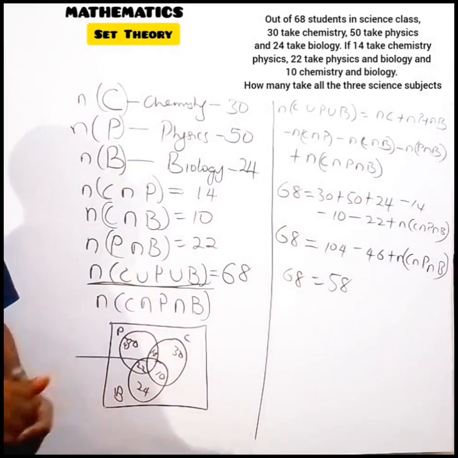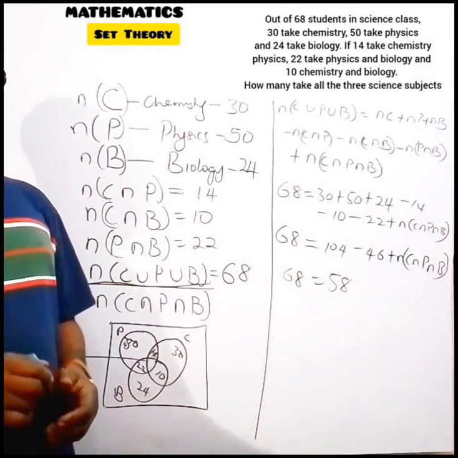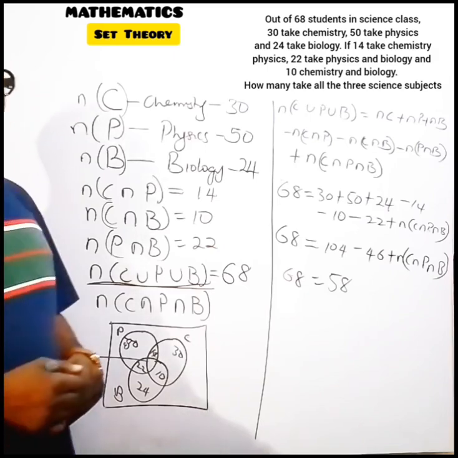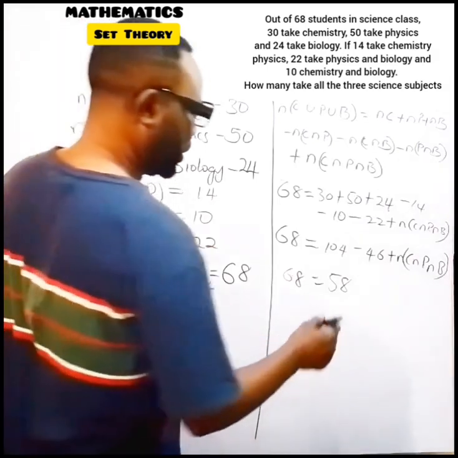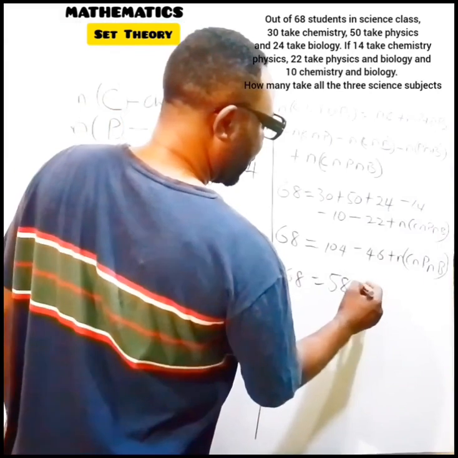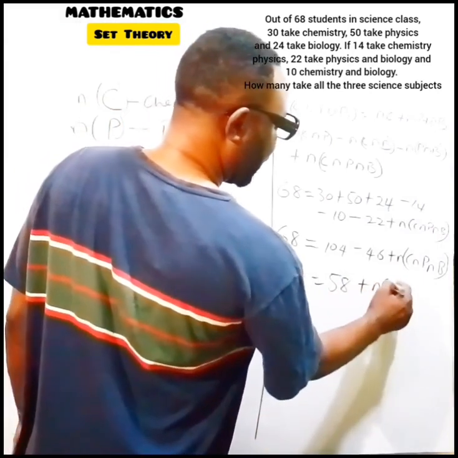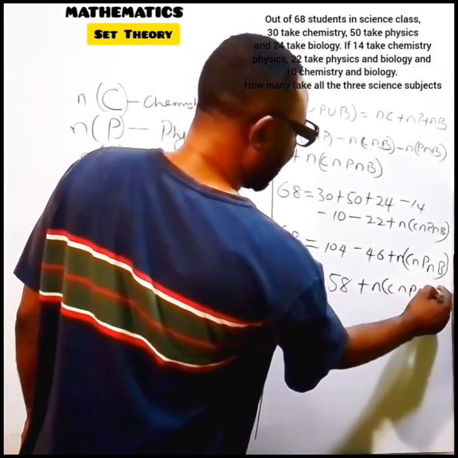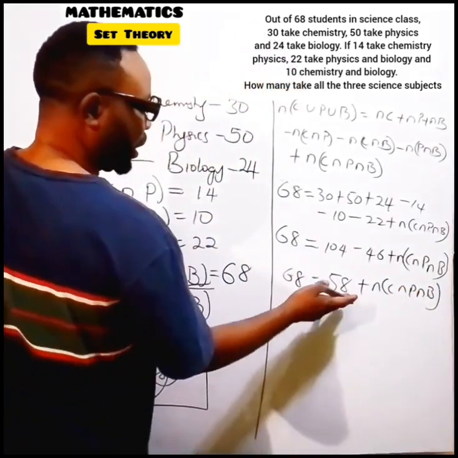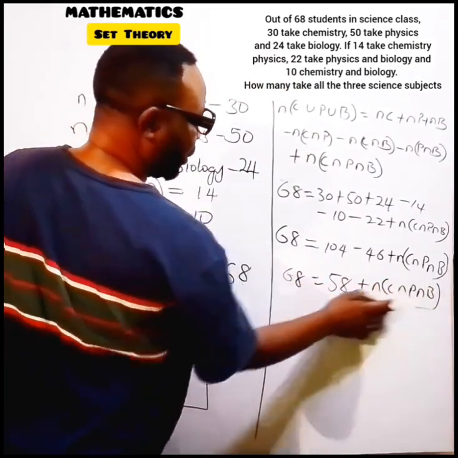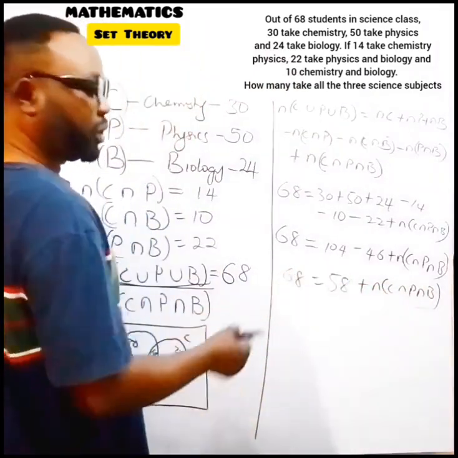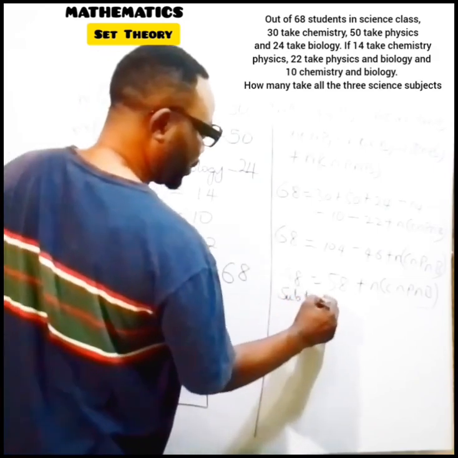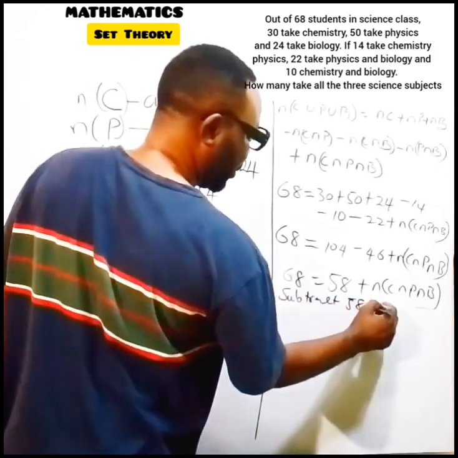58 plus that value there. So that will be equal to 58 plus the number of chemistry intersection physics intersection biology. Now you can make this the subject of the formula, or you subtract 58 from both sides. Let's subtract 58 from both sides.